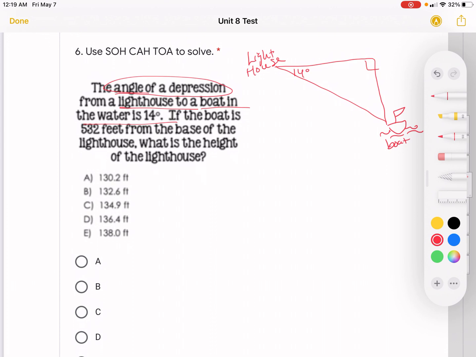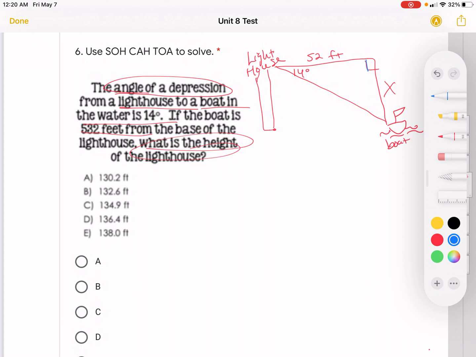It says the boat is 52 feet from the base of the lighthouse. So it's 52 feet away from the lighthouse. Let's say the base of the lighthouse is down here. It's 52 feet away from that. And then it says, what is the height of the lighthouse? Remember, height is your vertical, so up and down. So this would be my X.